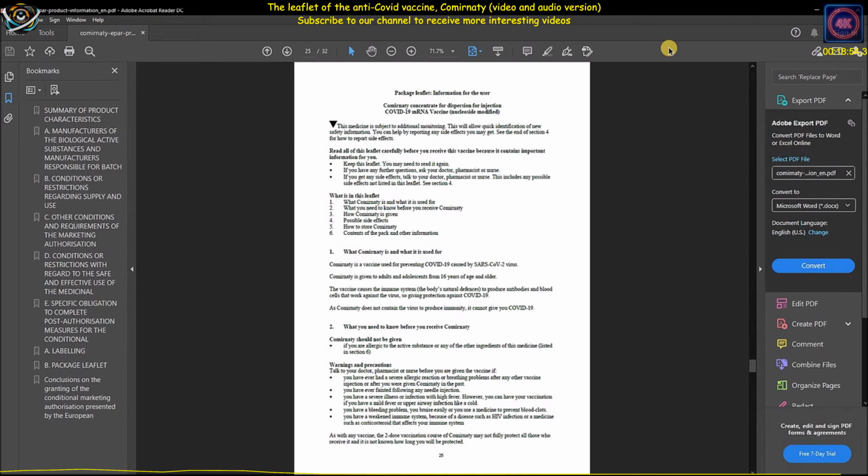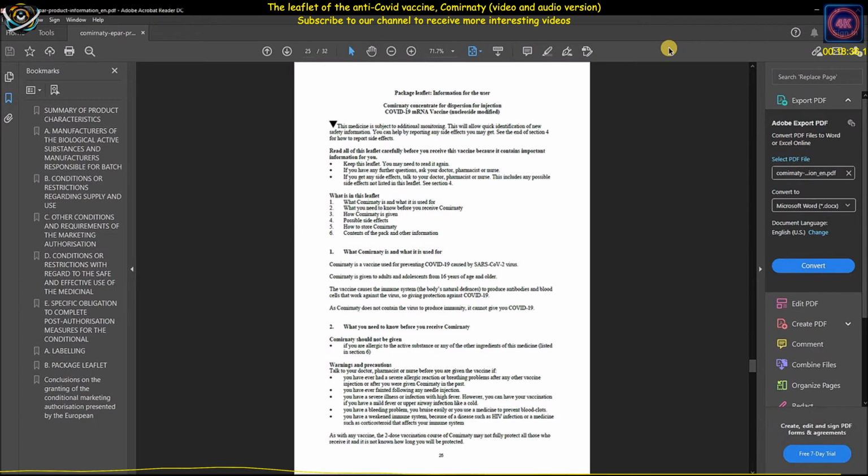What is in this leaflet? 1. What Comirnaty is and what it is used for. 2. What you need to know before you receive Comirnaty. 3. How Comirnaty is given. 4. Possible side effects. 5. How to store Comirnaty. 6. Contents of the pack and other information.